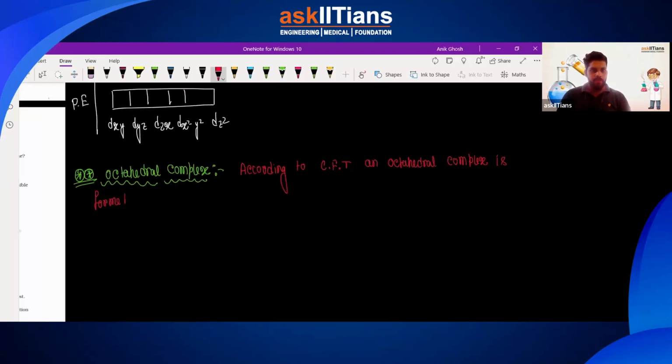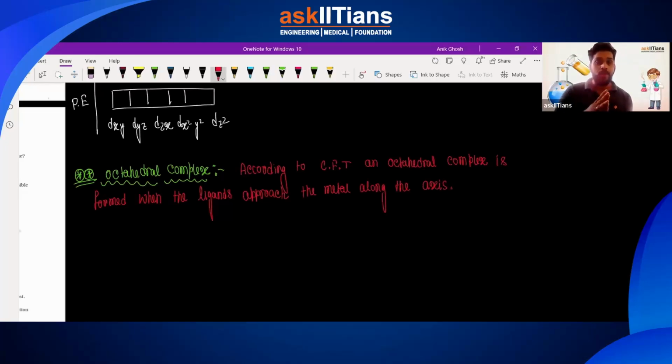An octahedral complex is formed when the ligands approach the metal along the axis. Okay. According to the crystal field theory, guys, what is an octahedral complex? An octahedral complex is whenever the ligands are approaching the metal through the axis. That is called an octahedral complex.